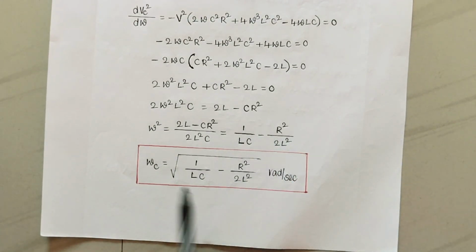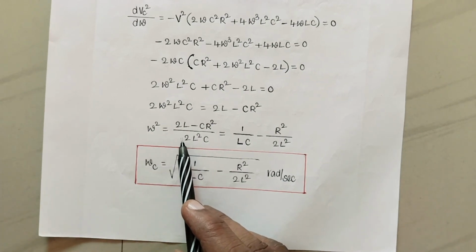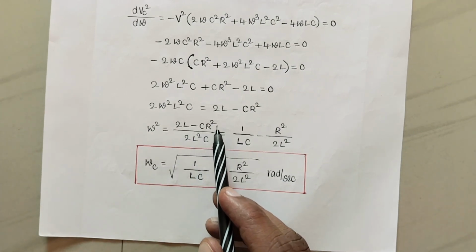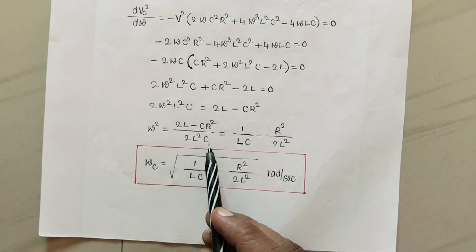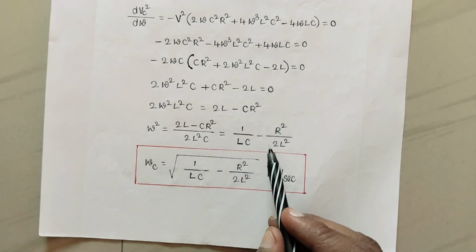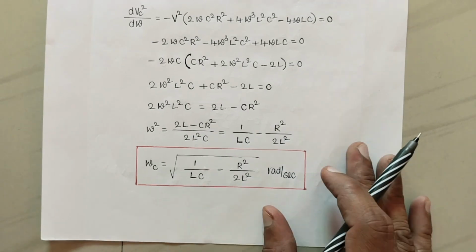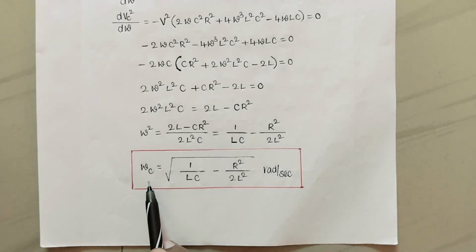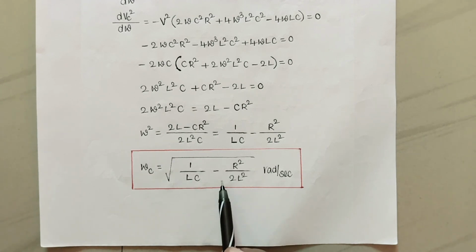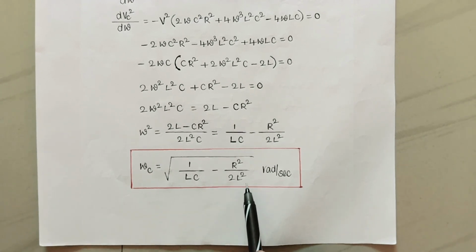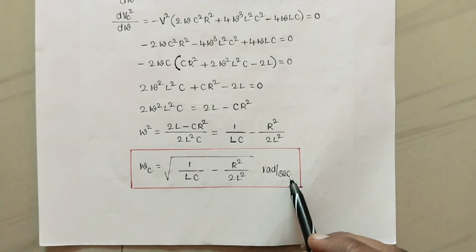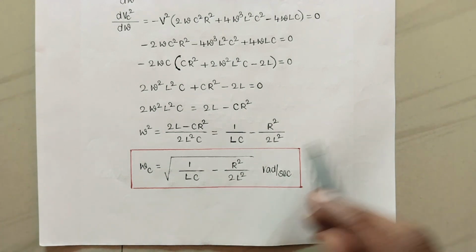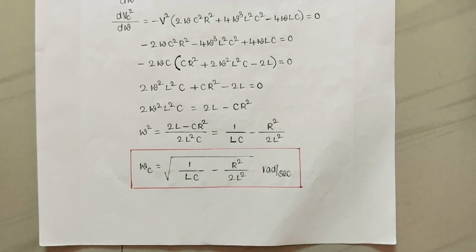So finally we get omega square is equal to (2L minus C R square) by 2 L square C, which is equal to 1 by LC minus R square by 2 L square. So finally omega C is equal to root of (1 by LC minus R square by 2 L square) radians per second. So this is the frequency in radians per second at which the voltage across the capacitor is maximum.